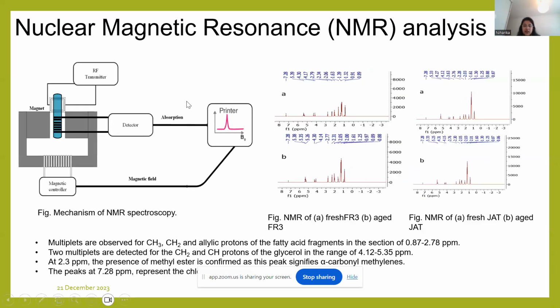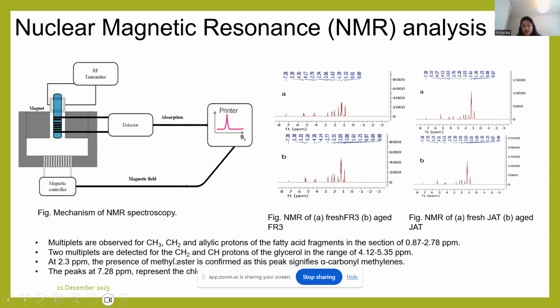We also did a nuclear magnetic resonance analysis, where the sample is agitated using RF waves and a fingerprint of the sample is detected. We can see the fresh FR3 and the aged FR3 are quite similar here also, with not much change between the fresh and the aged sample. Multiplets are observed for CH3 and CH2. These particular numbers correspond to a few functional groups like CH3, CH2, which you can get in any reference. These are very prominent.